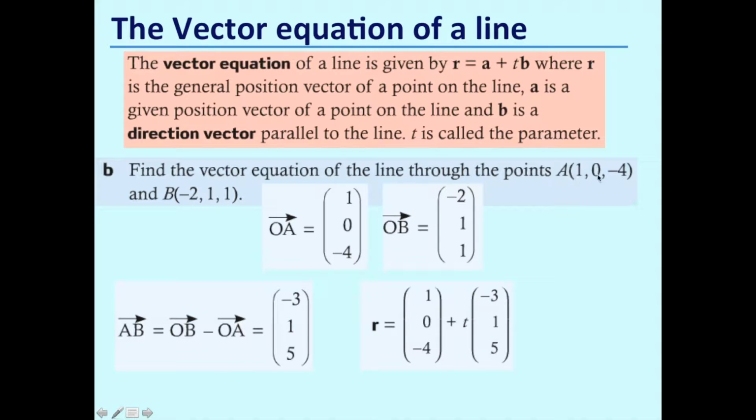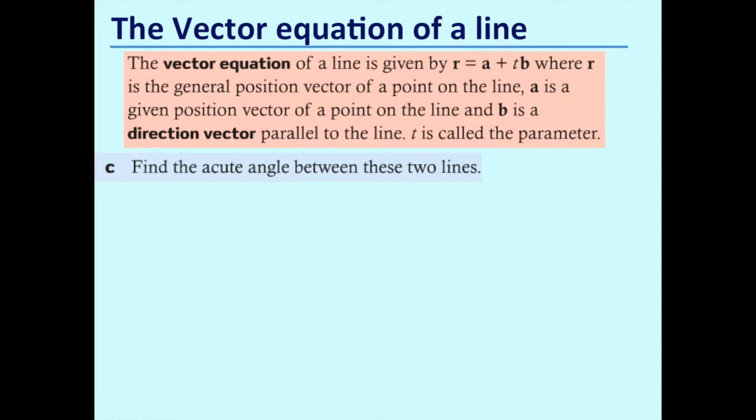Okay. So in this instance, we're told that the line goes through 2 points. So to get onto the line in the first instance, we're going to take the position vector of vector A, so 1, 0, negative 4, that should be fairly straightforward. And then we're going to need to go some distance along a line parallel to vector AB. So we found vector AB here, which is negative 3, 1, 5, and then we're going to put the parameter t here.